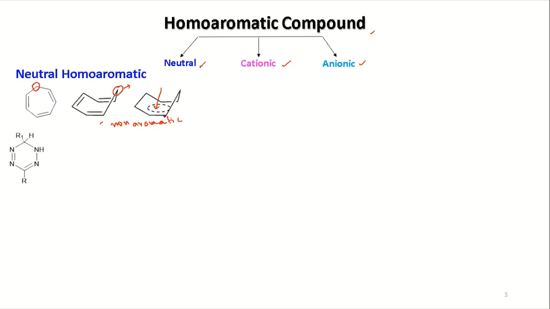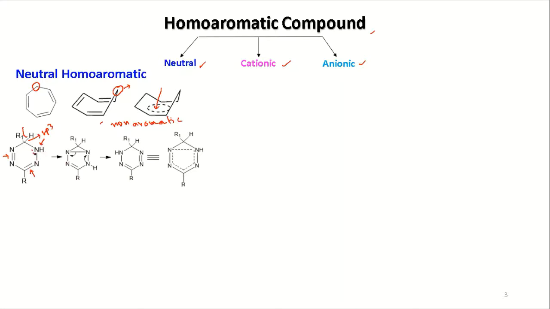Now let us look at one interesting example of a neutral homoaromatic compound. If you look at this molecule, you have 2 pi here, 2 pi here, right? And you have NH here. This is on one sp3 center, this is an sp3 center, and this is also sp3, but you have a lone pair of electrons, so it can participate in delocalization. So what we find is that this molecule can behave like this.